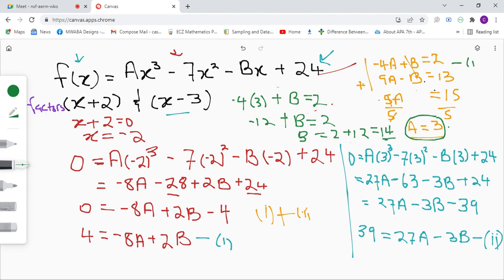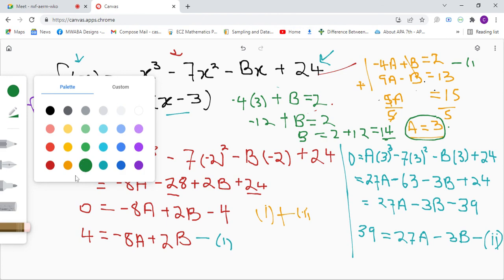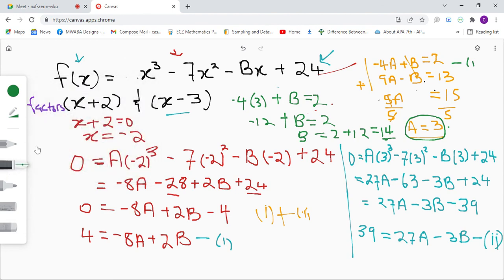So if we replace a and b into our polynomial now, we said our a is 3, so it becomes 3x cubed, and our b is 14, minus 14x. So that is our answer.